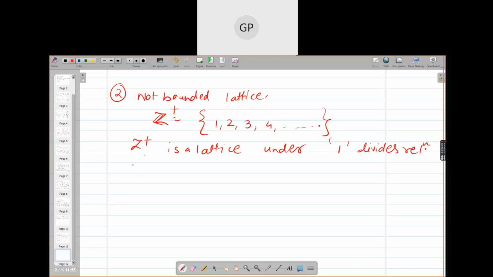Any two elements, if you take 3 and any other element, do you get LUB and GLB? Yes or no? Okay, let me change the relation. I will make it simpler, an easier one, under the usual less equal.